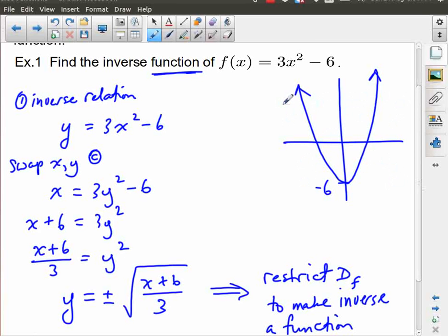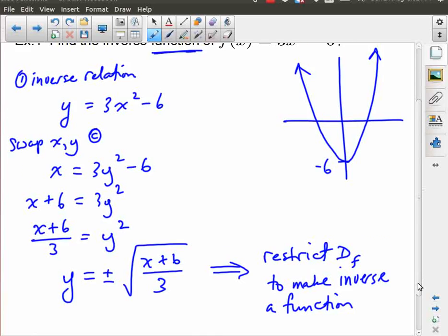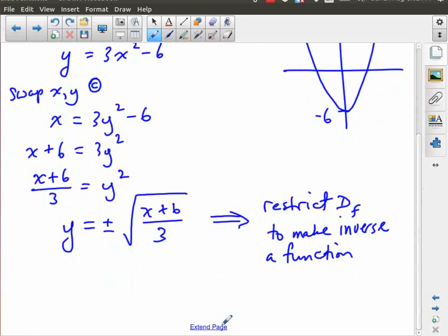So how could I get this thing to pass the horizontal line test? I could do two things. I could eliminate this branch and only have this left-hand branch, or I could eliminate this branch and only have this right-hand branch. And either of those is valid, and doing that is known as restricting. So I'm going to restrict the domain of the original function. So what are my two options?